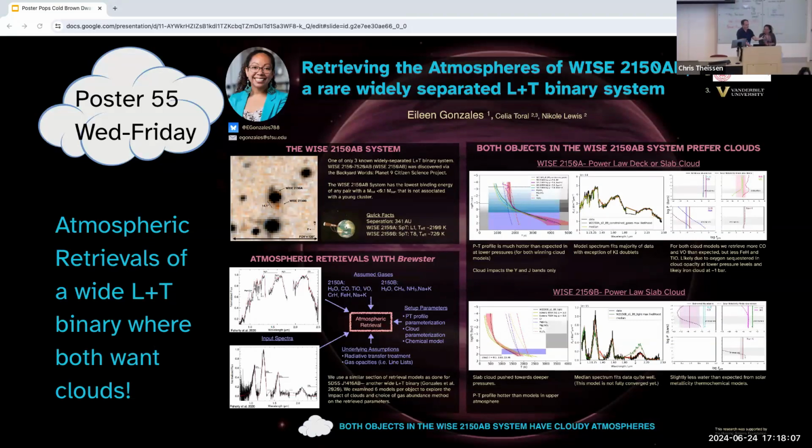Hi, I'm Eileen Gonzalez. I am an assistant professor at San Francisco State University. Most important, my poster is going to be up so you can look at it in person and not online. That's up Wednesday through Friday. I'm doing atmospheric retrievals with Brewster. You heard lots and lots about Brewster in the earlier retrieval talks. So I'm looking at 2 widely separated binary systems, an L plus a T. To cut it short, the answer is both of them want clouds. If you want to find out what kind of clouds they are and what they might be, talk to me.